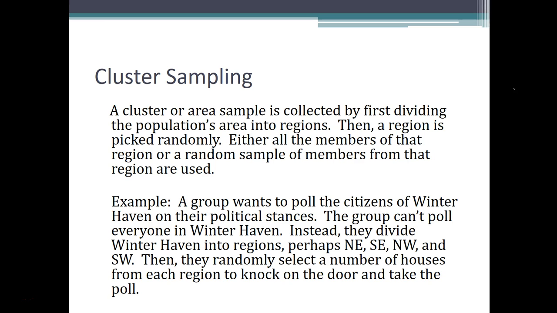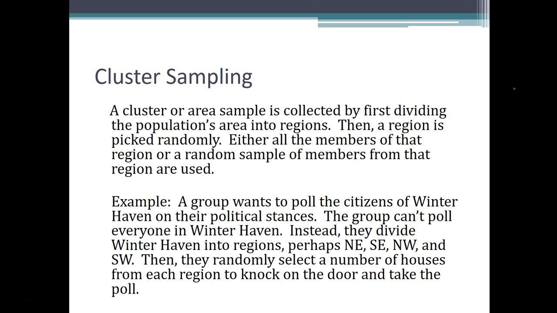And then they can randomly select a number of houses from each region to knock on the door and take the poll. Or if they wanted to, they could pick just one region and then randomly sample or try to talk to everybody in that region. I'm not so sure that's a good idea, because sometimes when you divide geographic regions up, in one area you might have a certain socioeconomic status. So you might not feel like that's going to be a good sample. So you have to analyze your situation carefully to make a decision about how to divide things up and how to pick your random ones to go talk to.